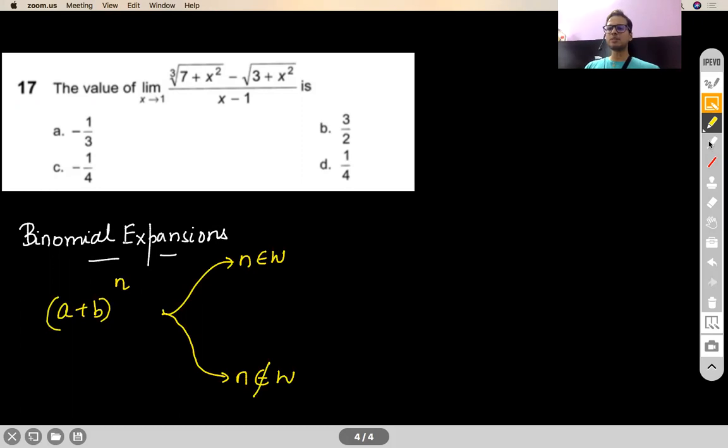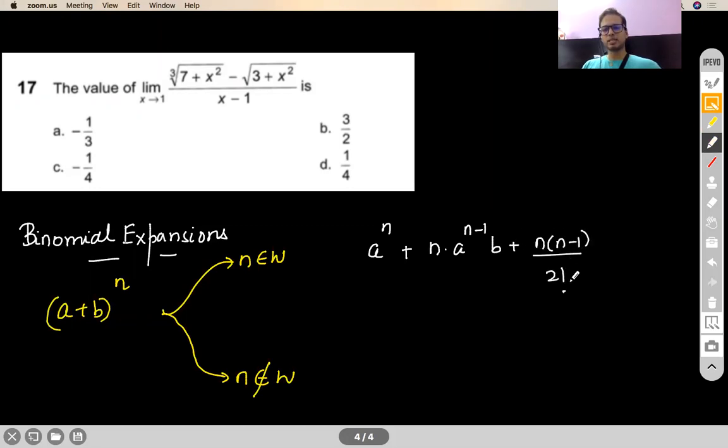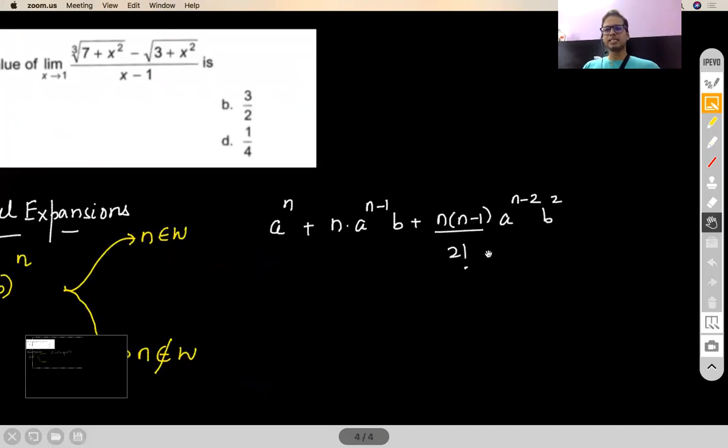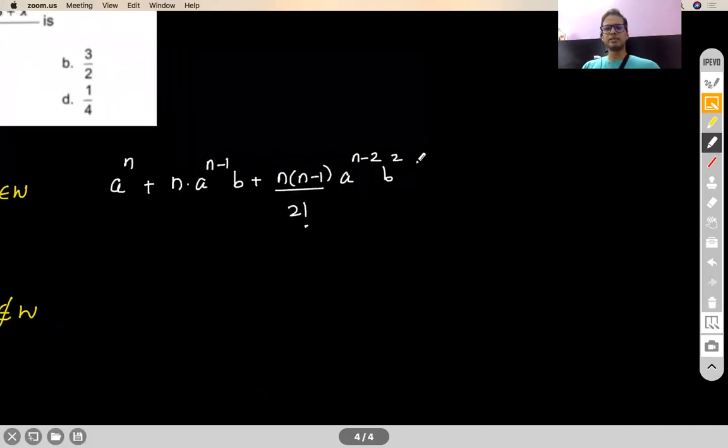Now, not a whole number means it could be a fraction or it could be a negative integer. So when n is a whole number, the expansion goes like this: a to the power n, plus n a to the power n minus 1 b, plus n(n minus 1) by 2 factorial, a to the power n minus 2 b square. And this trend goes on. Let me write one more term just for you to know the trend.